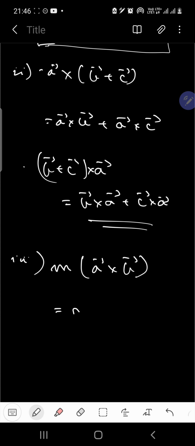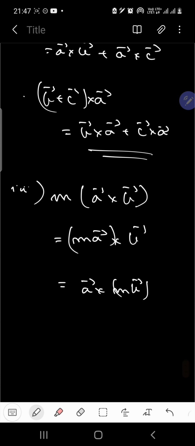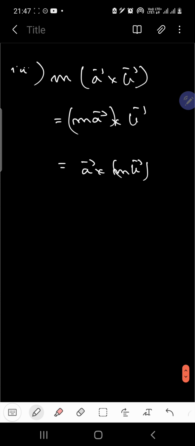It is distributive with respect to vector addition and associative with respect to a scalar value. So this can be written as m A cross B, and can also be written as A cross m B. So it is associative with respect to a scalar value.